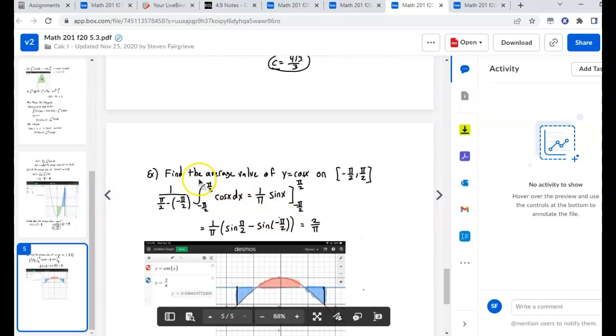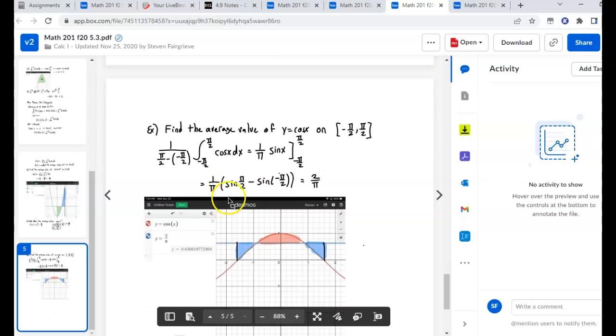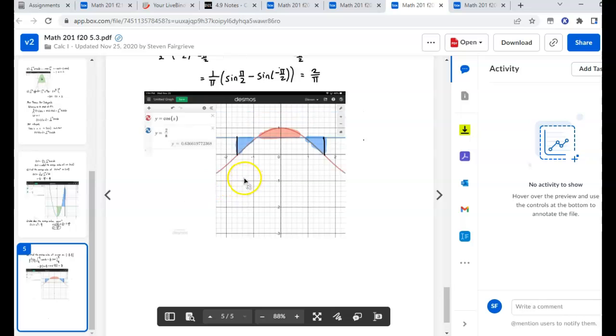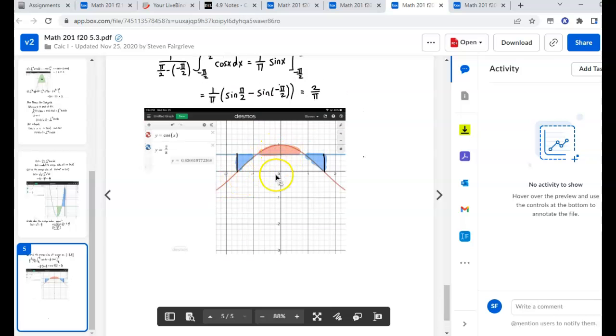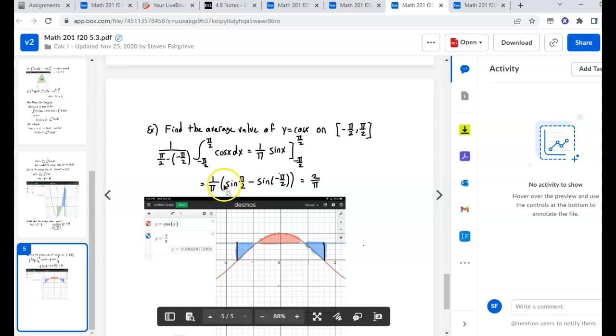As another example, we found the average of cosine between negative pi over 2 and pi over 2. So we did the integral of cosine, and we got that all of that's equal to 2, and we have to divide by pi. Now here, of course, we didn't ask where that average value occurred. But we could solve it, it just wouldn't be a very nice answer.